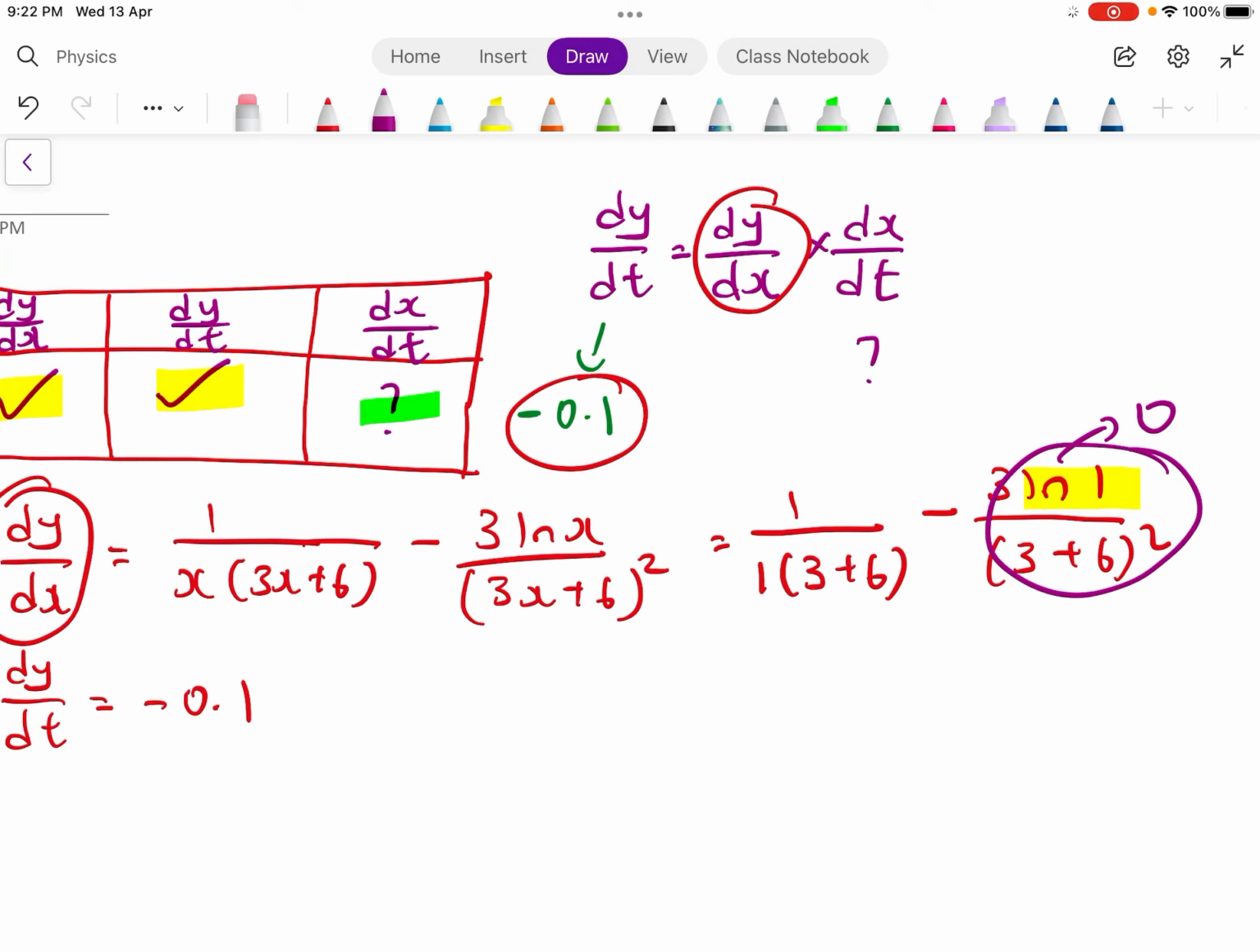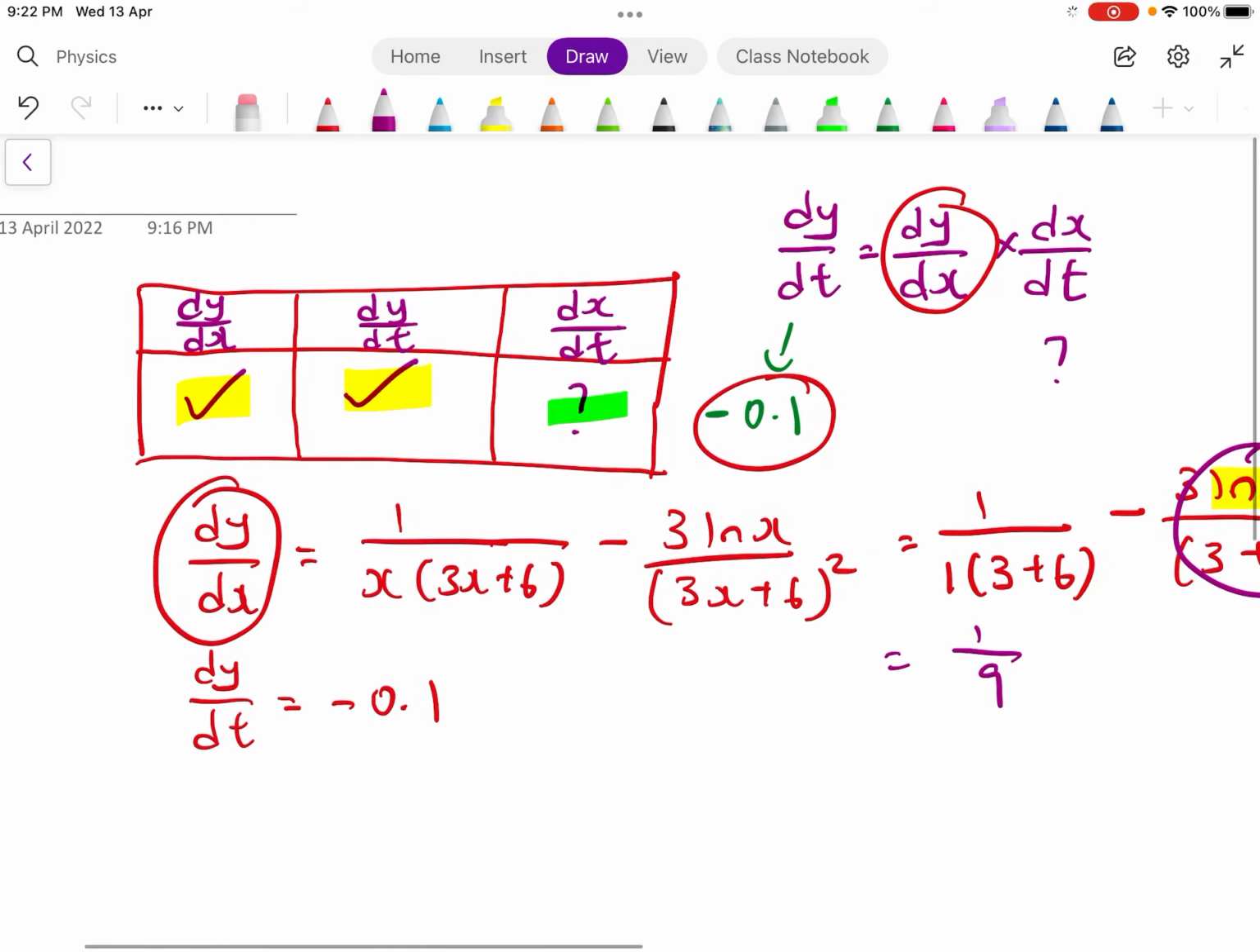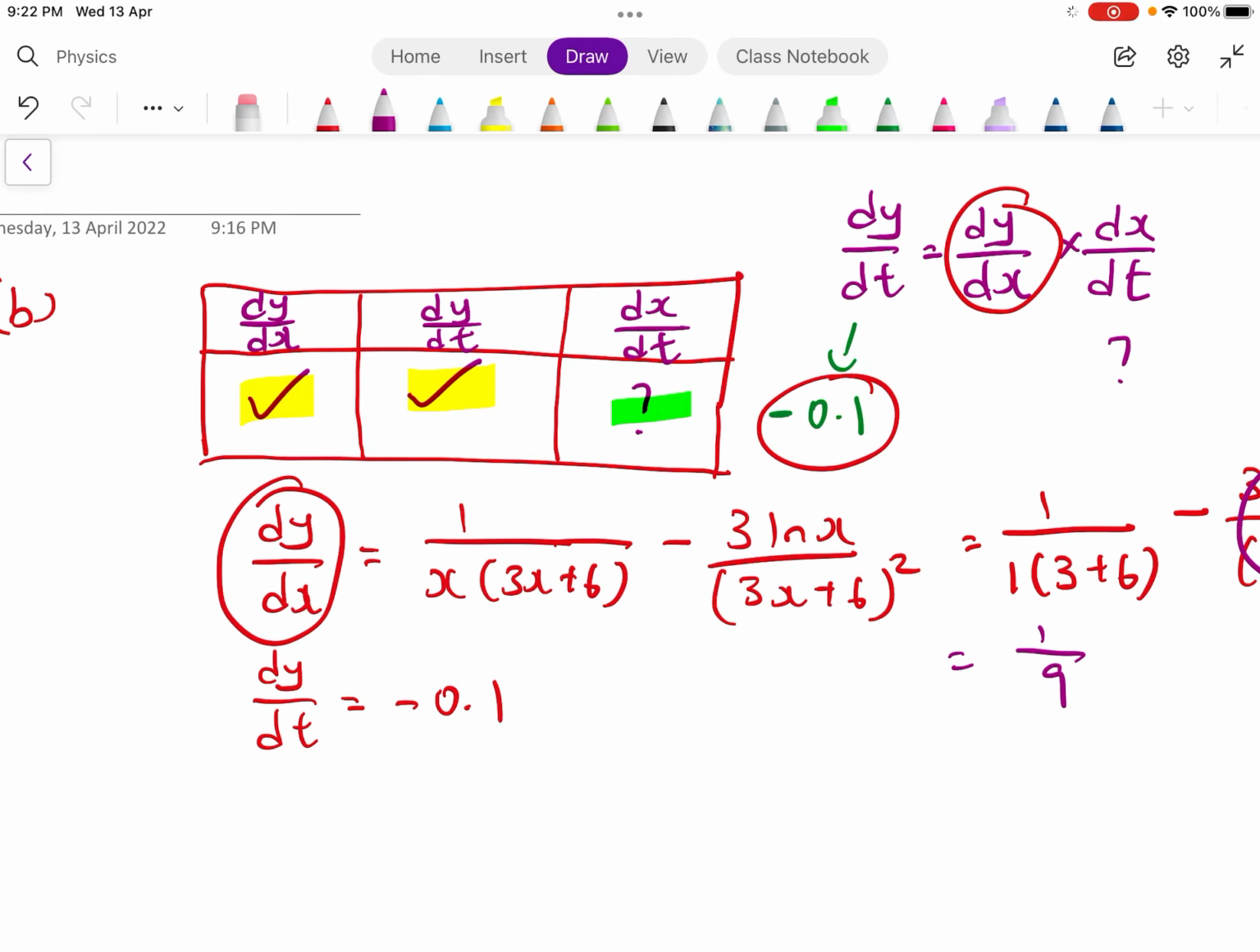So what is left is the first part: 1 divided by (6 plus 3), which is 9, 9 times 1 is 9. So it's 1 over 9. Your dy/dx here is 1 over 9. Of course, you can put it here. So this one you put 1 over 9, then the dy/dt you put negative 0.1.